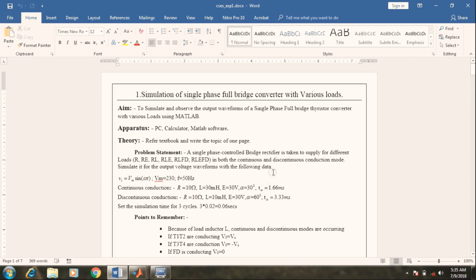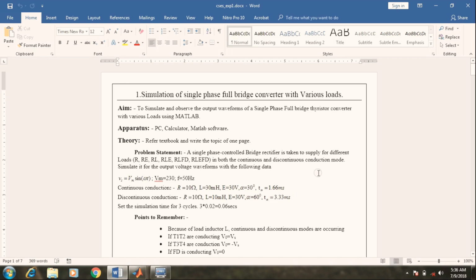If one cycle is 2 pi and the frequency is 50 Hz, its time will be 20 milliseconds. So if 360 degrees is 20 milliseconds, 30 degrees is 1.66 milliseconds. In the same way for continuous conduction, if R equal to 10 ohms, L will be 10 millihenry, E is 30 volts. And if 360 degrees is 20 milliseconds, then 60 degrees will be 3.33 milliseconds.